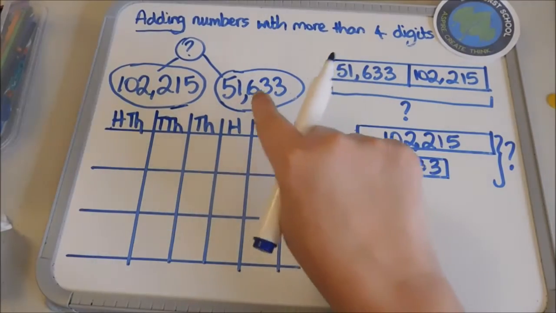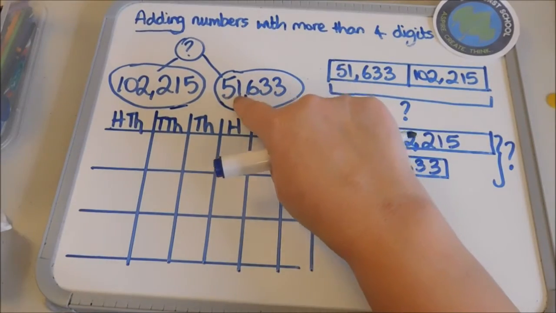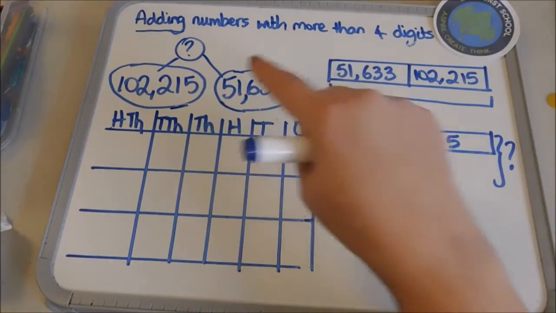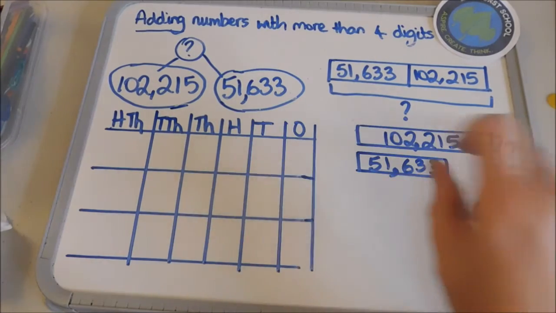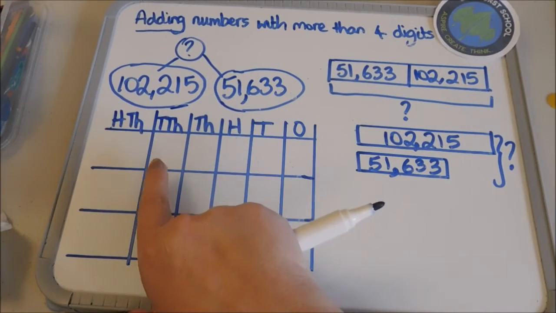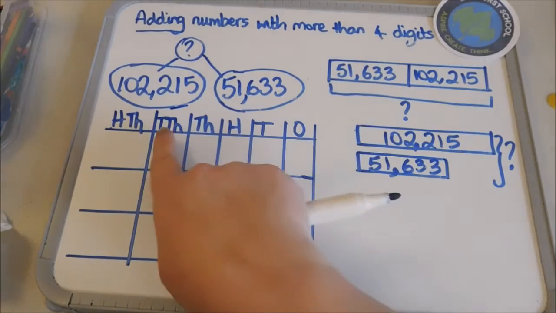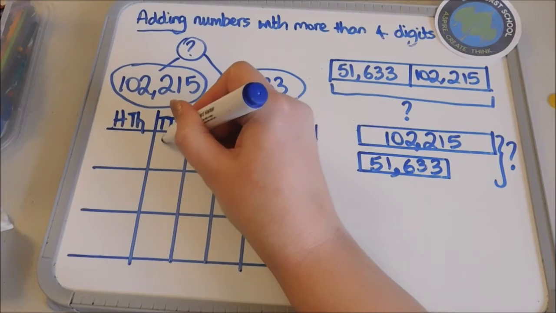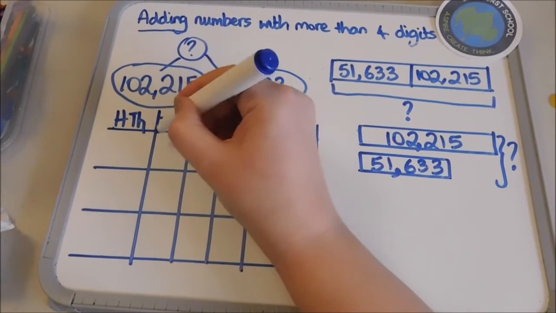And we need to make sure that the children are really confident with their columns. So this is 51,633. So make sure the children know which columns the numbers are going to go in first of all. So discuss that, make sure they're confident. So 51,633. Get them to say it and point to it, and then you'll be able to draw in your shapes. Okay, so I'm just going to do lines.